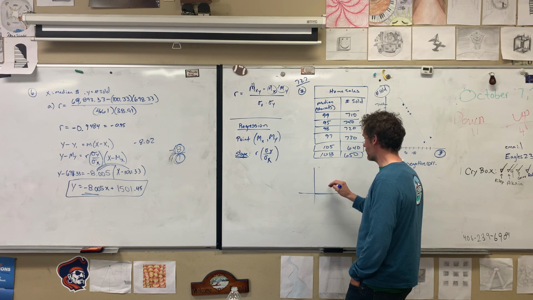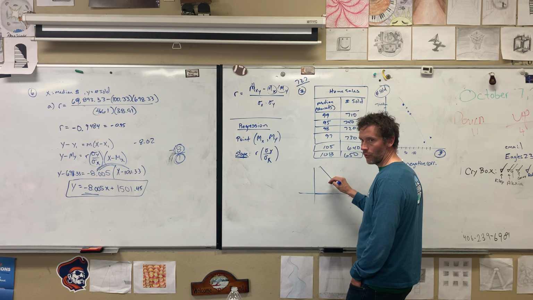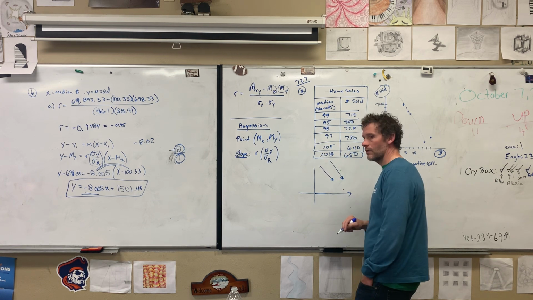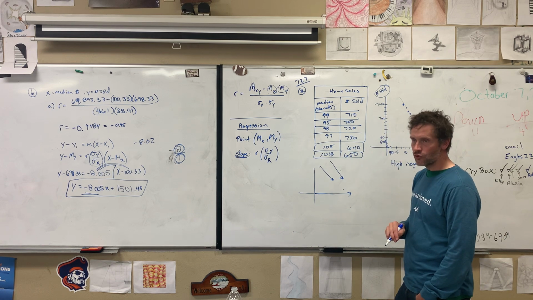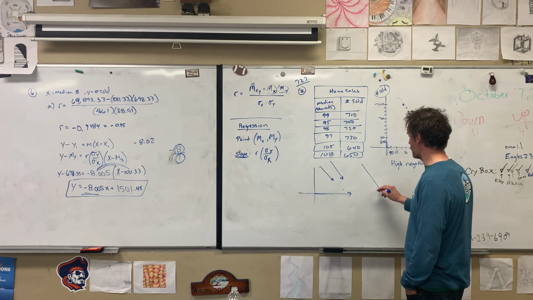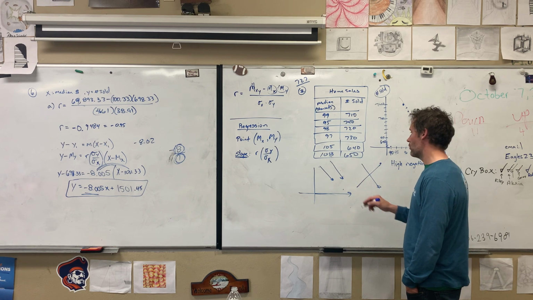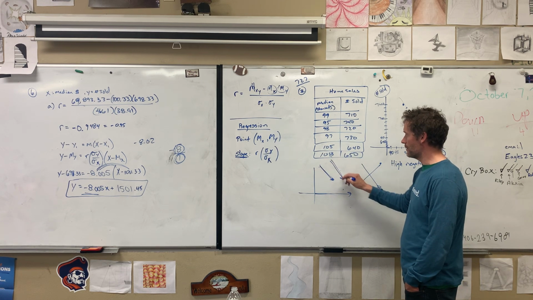What we're actually seeing in Missoula is that the price is going down and the number of homes sold is going down. Usually when the price goes down, the number of homes sold goes up. Why are we seeing this trend?